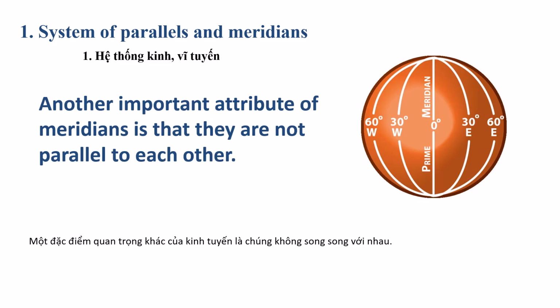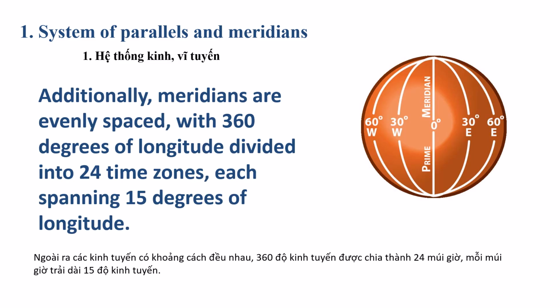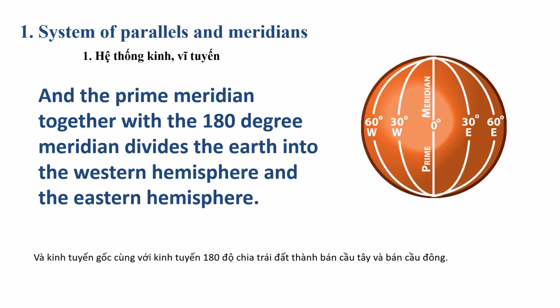Another important attribute of the meridians is that they are not parallel to each other. Additionally, meridians are evenly spaced, with 360 degrees of longitude divided into 24 time zones, each spanning 15 degrees of longitude. And the prime meridian together with the 180-degree meridian divide the Earth into the Western Hemisphere and the Eastern Hemisphere.